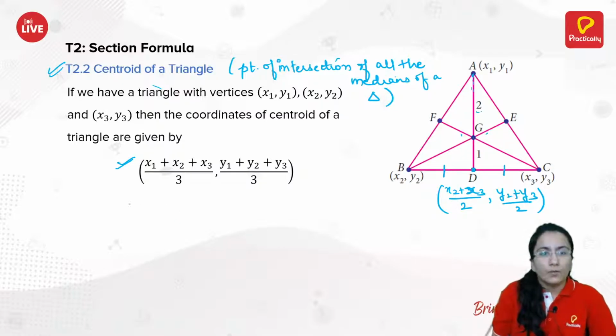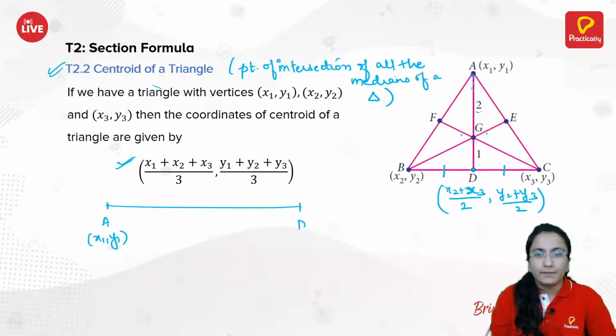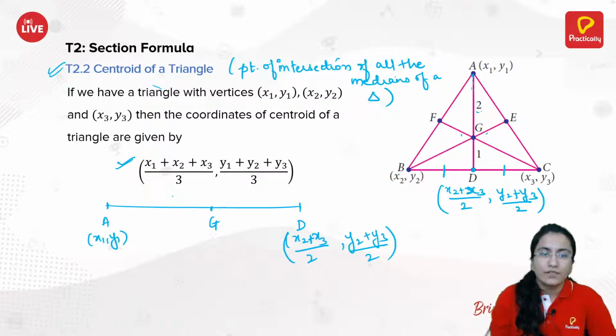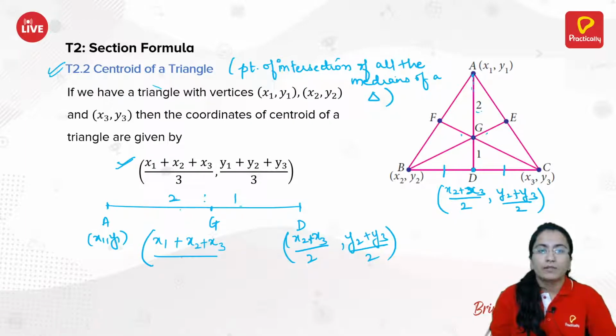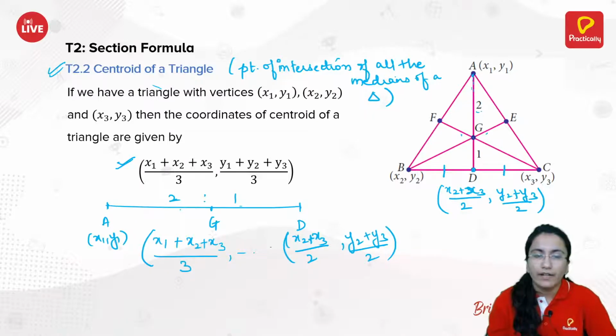So apply the section formula. You have A, which is x1 comma y1. You have D, which is x2 plus x3 divided by 2, comma y2 plus y3 divided by 2, and here you have a point G which divides it in the ratio 2:1. So how will you write the coordinates of G? Let's write it over here: x1 into 1 plus 2 into x2 plus x3 by 2. Definitely you will get x2 plus x3 only because the 2 will be cancelled, divided by 2 plus 1, that is 3. Similarly, you can write the y coordinate.